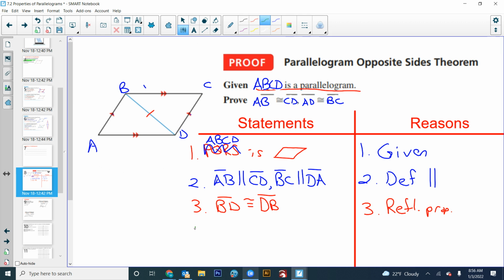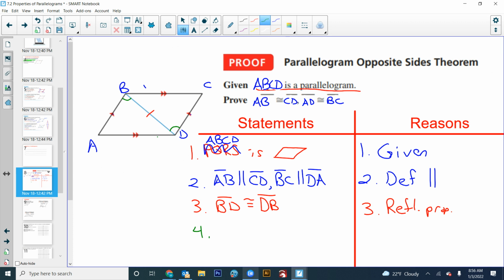All right. What else? Anthony, you're jumping onto something. Alternate interior. Very good. Do you know which ones? A, D, C. ADC is this big angle. Then it would be C, D, B. CDB. I'll accept that. And ABD. Good. ABD.